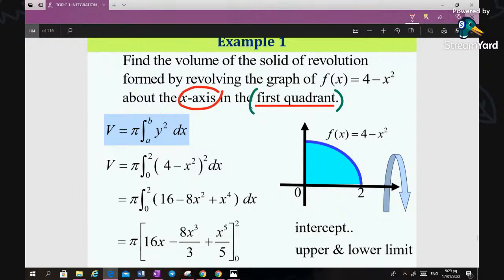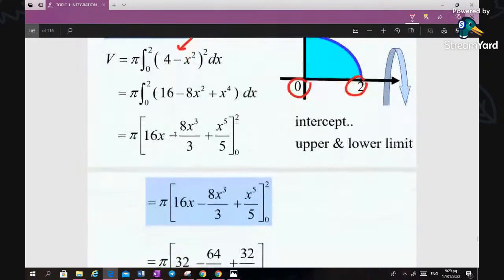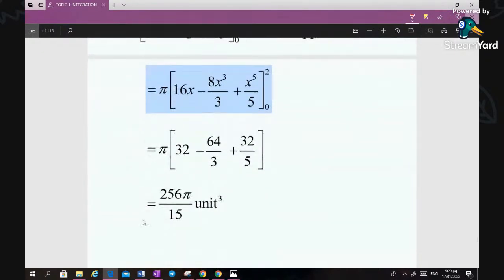So we write down the formula to revolve about the x-axis, and y is actually this. So we just plug it into the formula, and the limit will be from 0 until 2. The limit will be on the x-axis because we want to integrate with respect to x. The process is just a normal integration, and this is the answer.